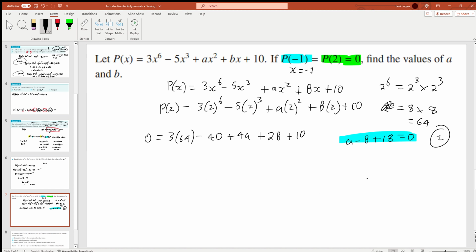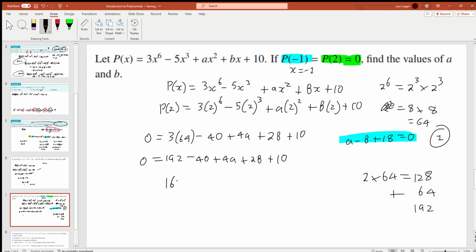Righto, so 3 times 64. So 64 times by 2 is 128. Plus 64 to that. That's going to be, what is that? I'm not sure. 128 plus 64. Let's double check. 192. Yeah, that looks about right. So 0 equals 192 minus 40 plus 4a plus 2b plus 10. So 192 minus 40 is 152 plus 10, which is 162, plus 4a plus 2b still equals 0.